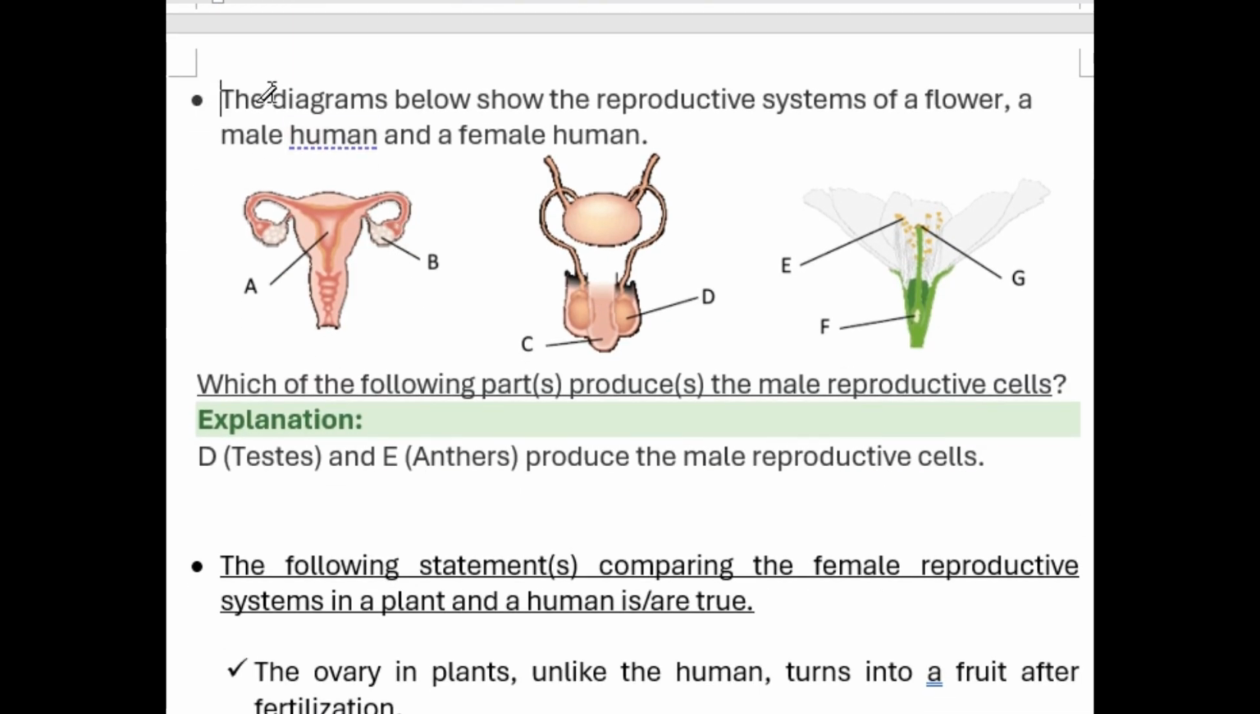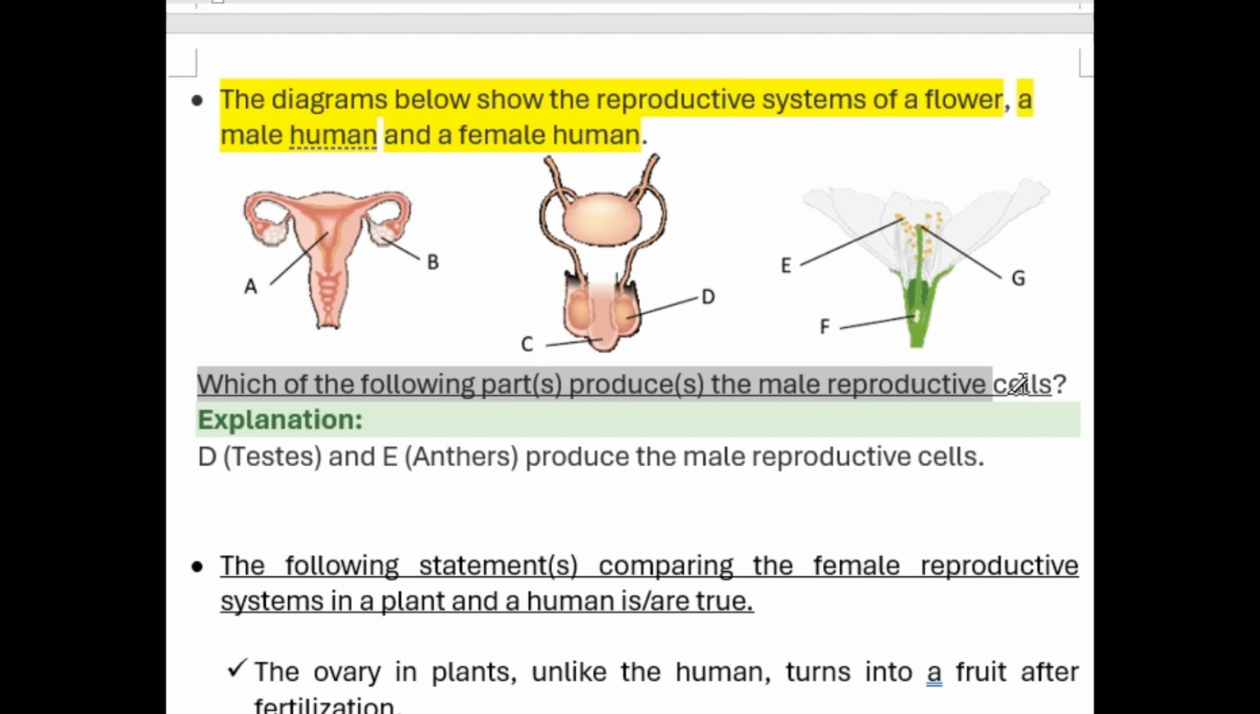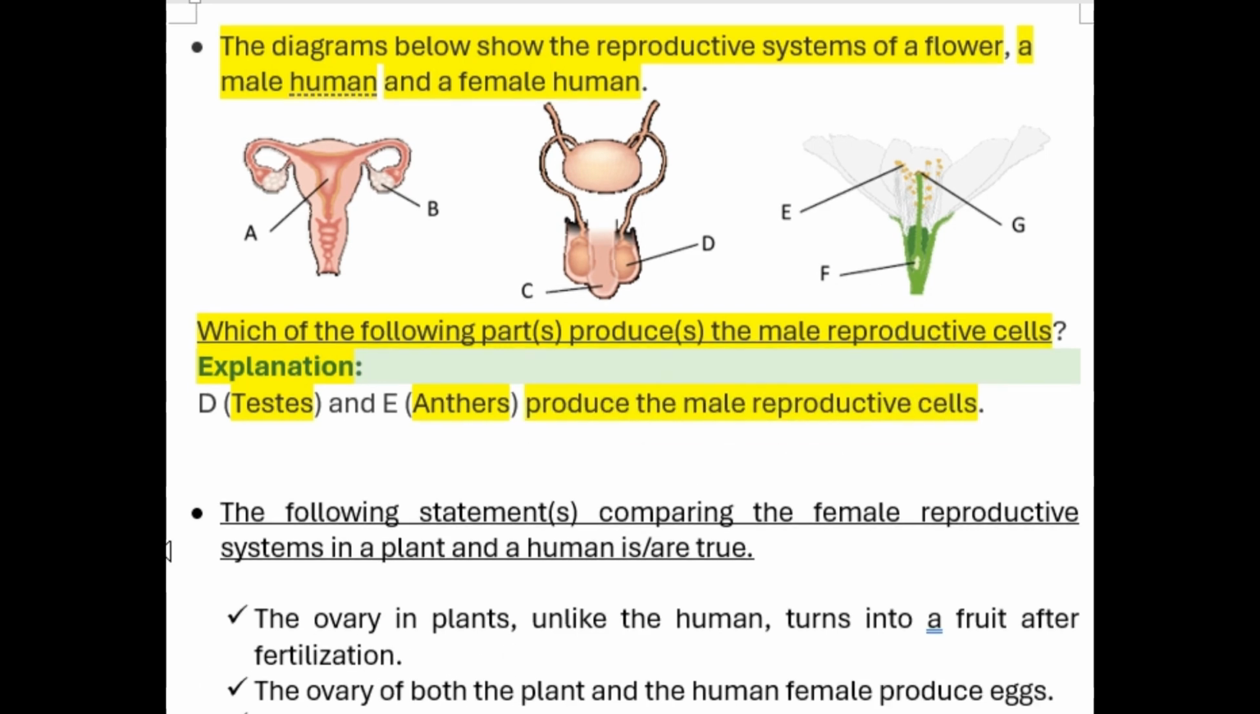The diagrams below show the reproductive systems of a flower, a male human and a female human. Which of the following parts produces the male reproductive cells? Explanation. D, testes, and E, anthers, produce the male reproductive cells.